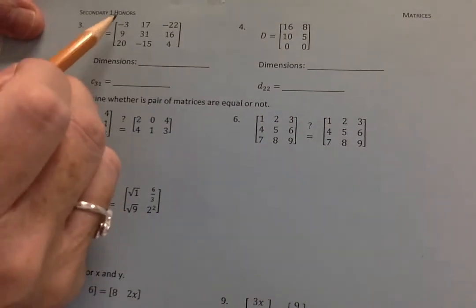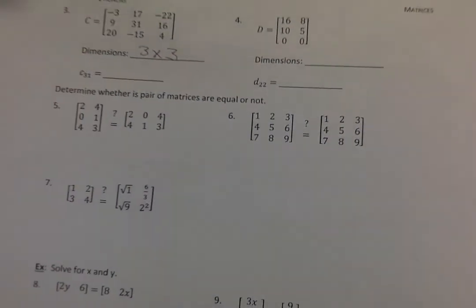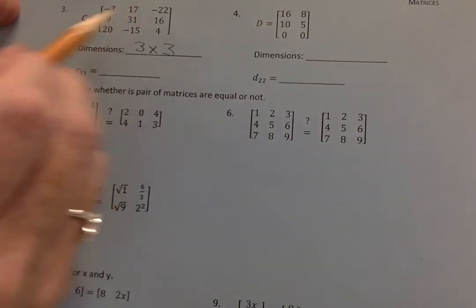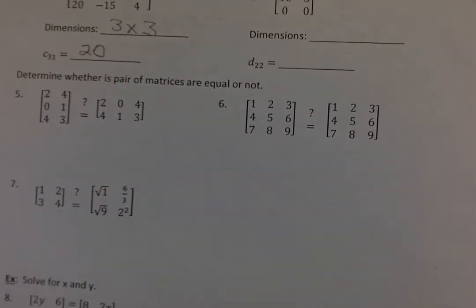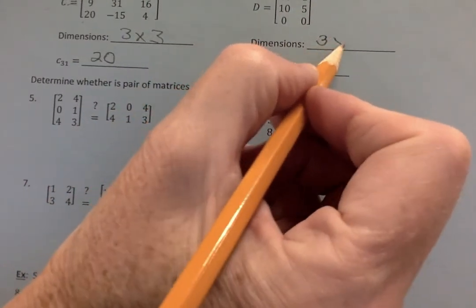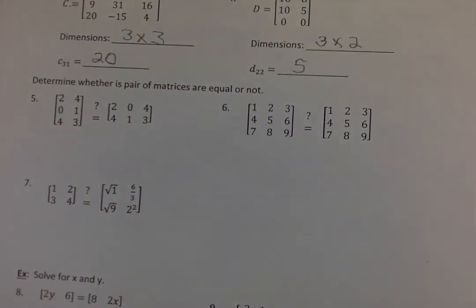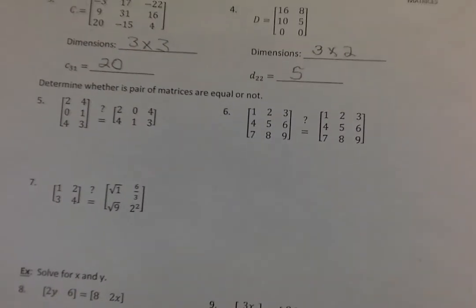Okay. All right. So the dimensions of C, again, that's easy when they have the same number of columns as rows. You don't need to worry about it. So that's a 3 by 3. And C3,1 means third row, first number in the column. Okay, then for our next one, on 4, dimensions, again, how many rows and how many columns? 2 would be second column, second number. Okay. All right, down at number 8, 9, 10, and 11, they get a little bit tricky because you have to solve.